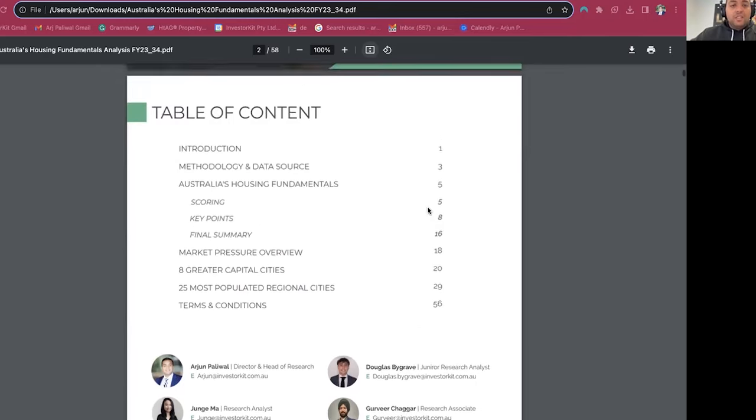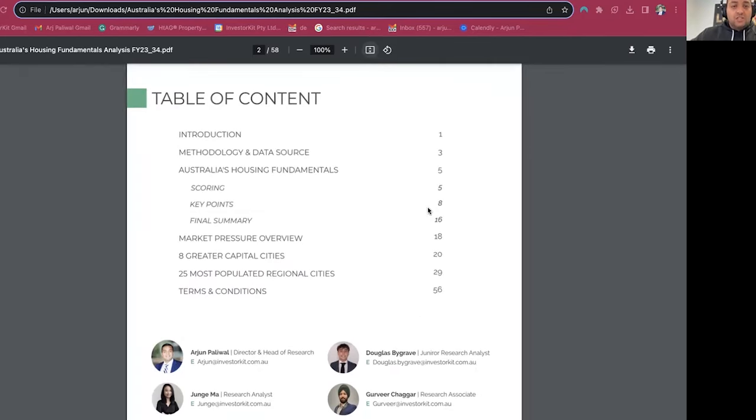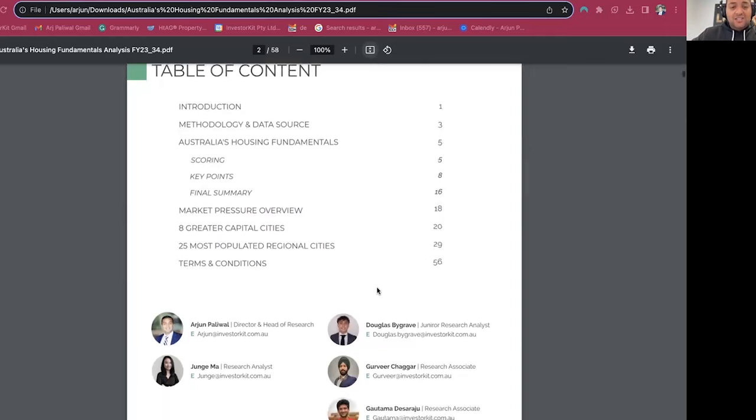And so in this report, we go through the methodology, the introduction to fundamentals, some of our core scoring metrics, the key points and final summary. And then we also move through market pressure review over the 8 major capital cities and the 25 most populated regional centers. So do check it out.